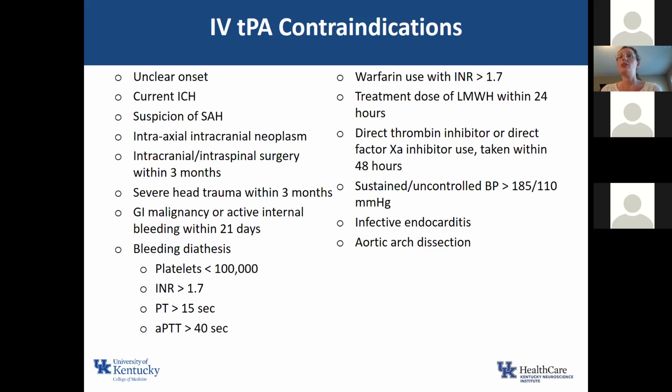And then if you suspect infective endocarditis based on any symptoms or signs that you see, or if you hear a murmur, we can't give it, or we shouldn't give it. And then if you either suspect an aortic arch dissection or you see one on imaging, you should make sure you rule that out before you give TPA.